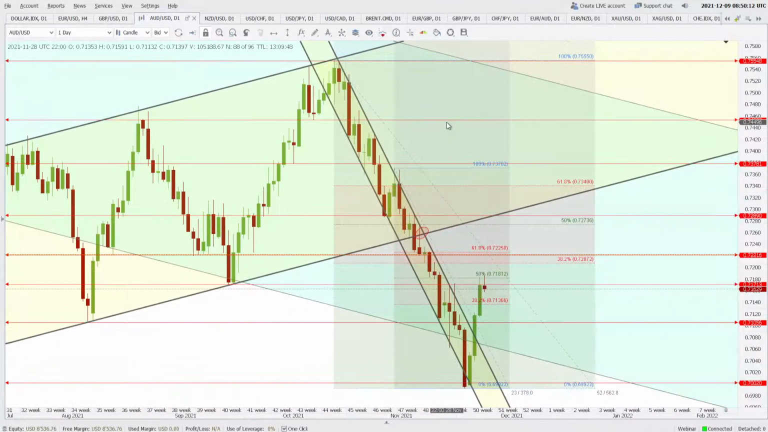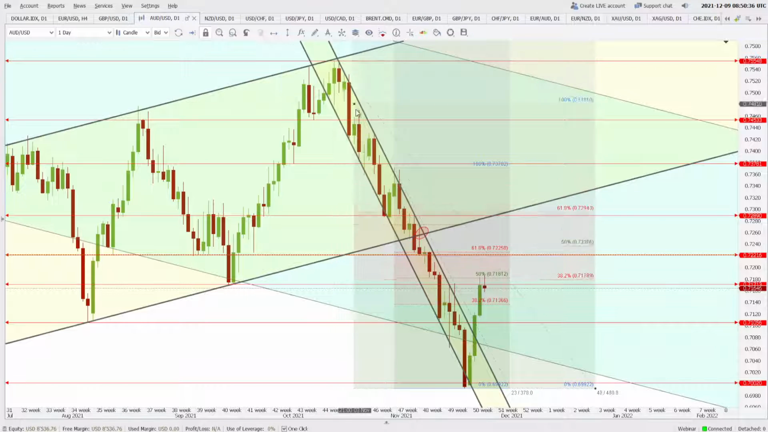Talking about Australian dollar, it is trading at the resistance of 0.7171 region. This was support here in the past. It is also the 50% of this previous fall from here till here, and also 50% from 0.7370 till here, and approximately 38 to 40% of this area here.